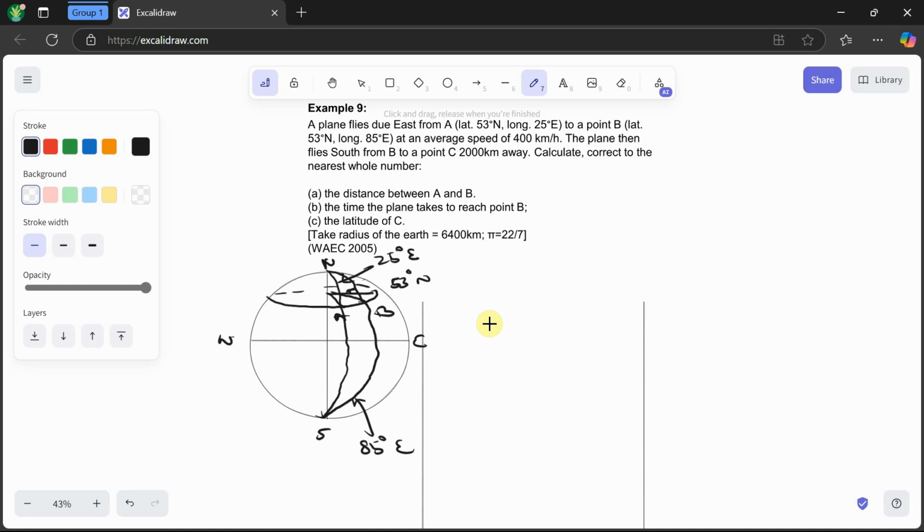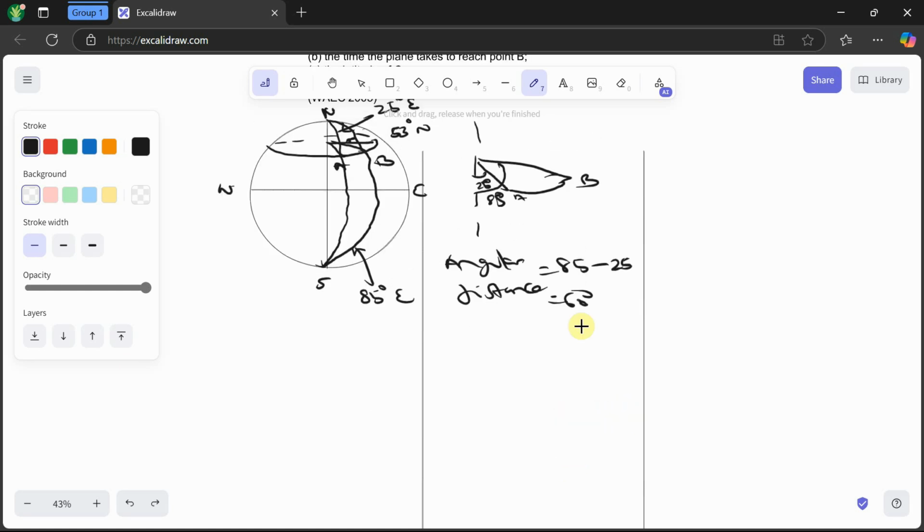It says find the distance between A and B. Let me just blow this out. From my y-axis, which will be my line of reference, A is at 25 degrees east and this point is at 85 degrees east. So from here to here is 25 degrees, and from here to here is 85 degrees. These are point A, these are point B. What will be our angular distance? That will be 85 minus 25, which gives 60 degrees.